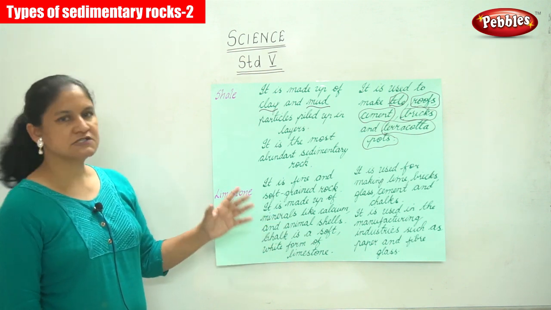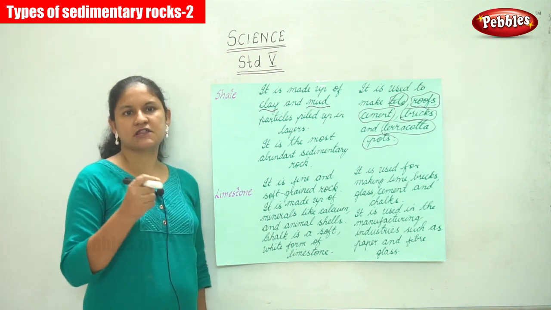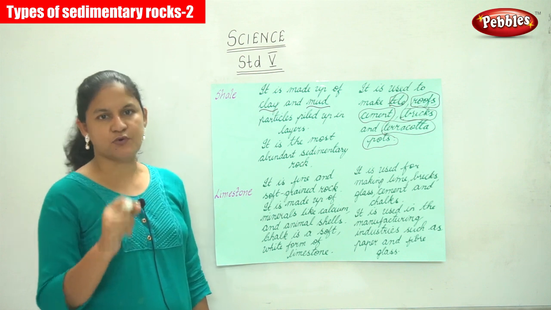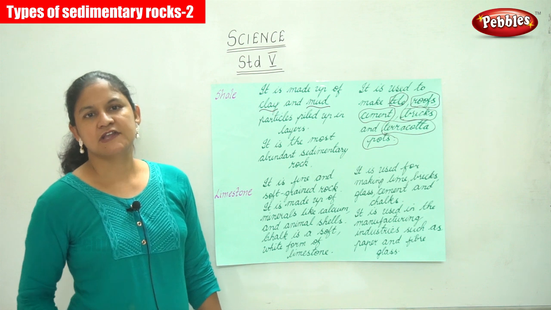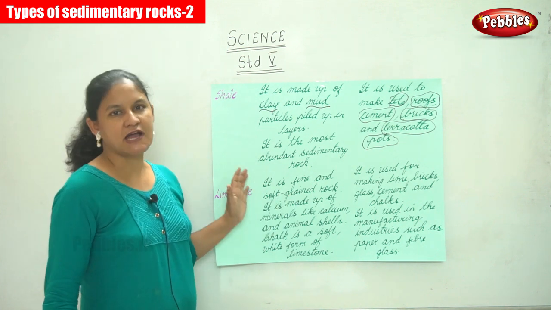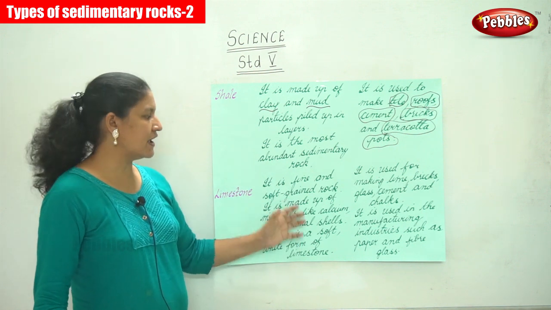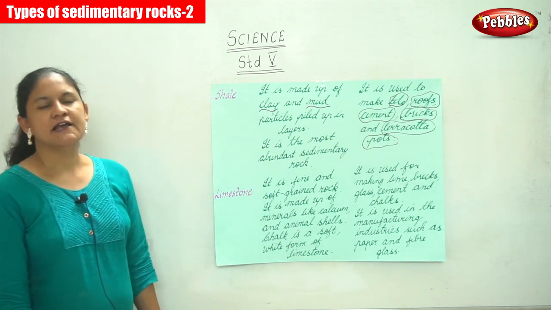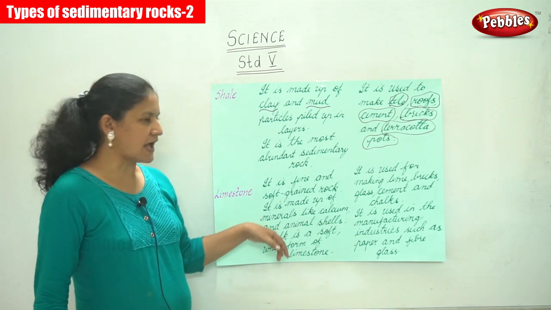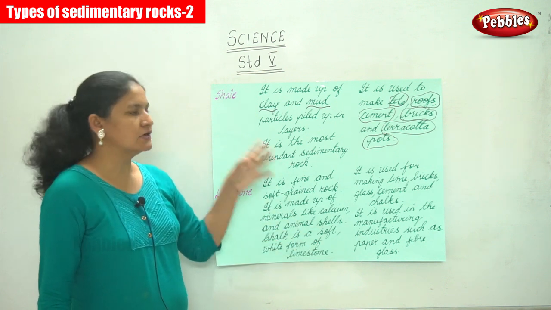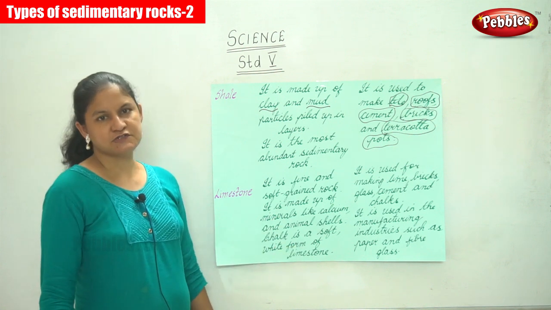Chalk is a soft white form of limestone. The chalk that we use to write on the board is one type of limestone. So the next sedimentary rock is your limestone. It is a fine and soft grained rock, and it is made up of minerals like calcium and animal shells. Chalk is a soft white form of limestone.